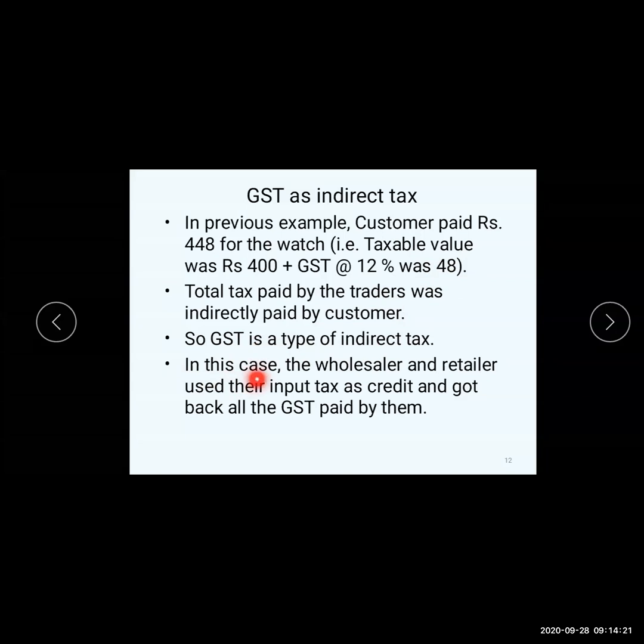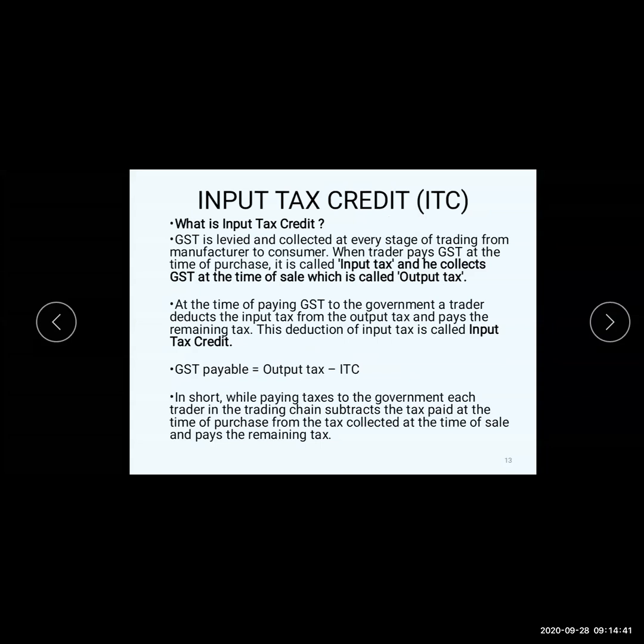Now in this case, the wholesaler and retailer used the input tax as credit and got back all the GST paid by them. They are receiving all the GST paid by them back. Then, input tax credit, that is ITC.